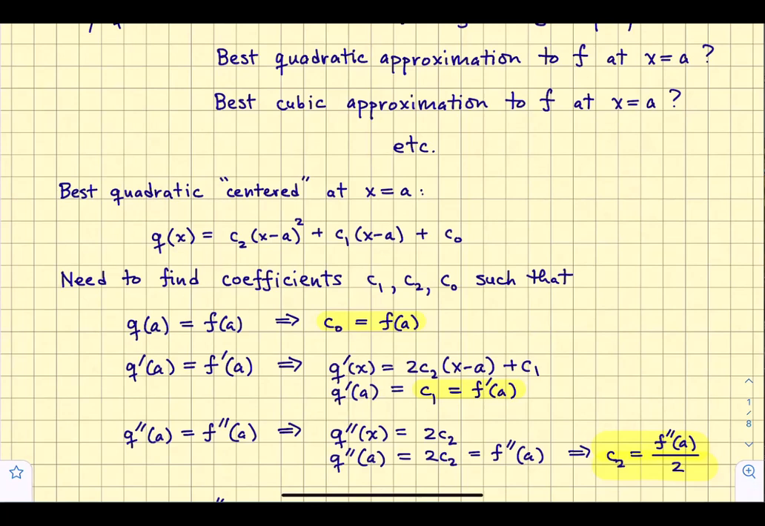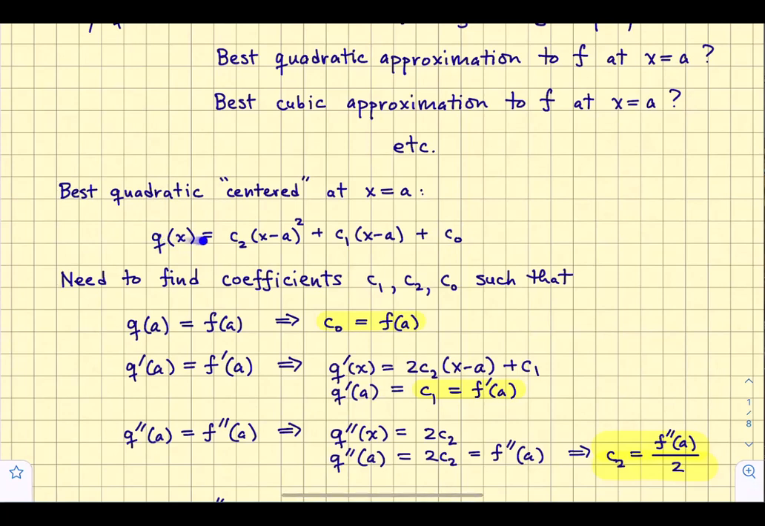Now, if you just evaluate this function at x equals a, this zeroes out and this zeroes out, and so you get q of a is the number c naught, and you want those to match. So q of a being c naught is the same as saying q of a being f of a is the same as saying c naught is equal to f of a. So c0 has to be f of a, so 1 down, 2 to go.